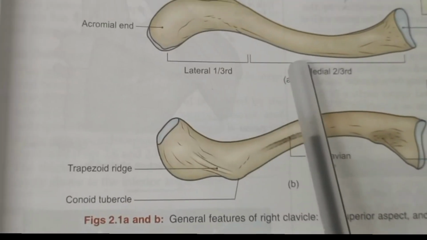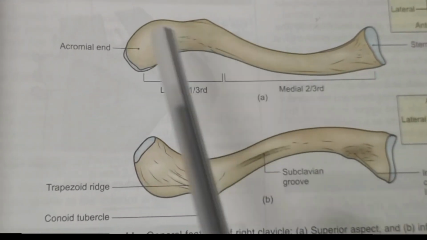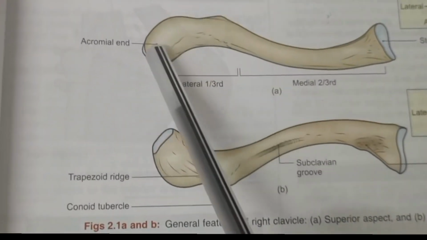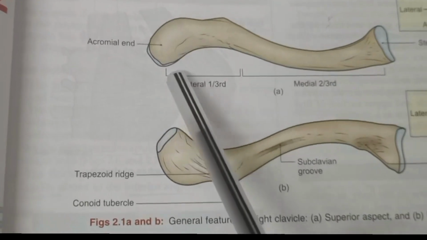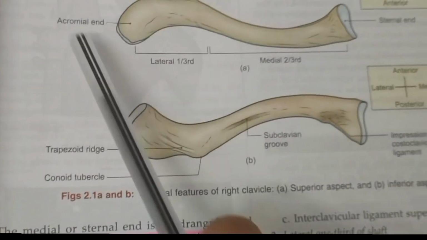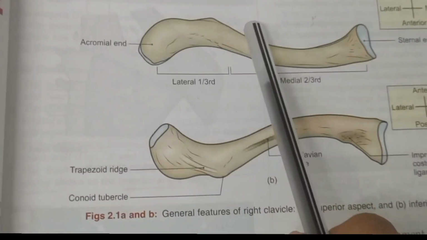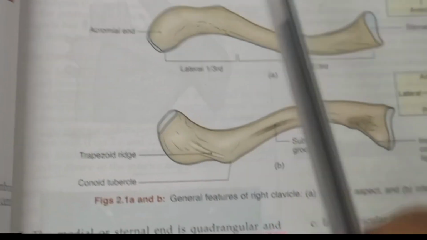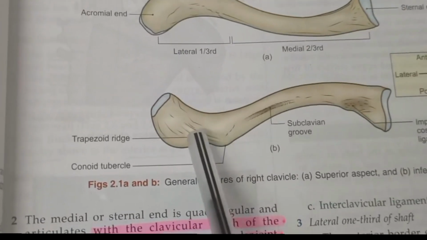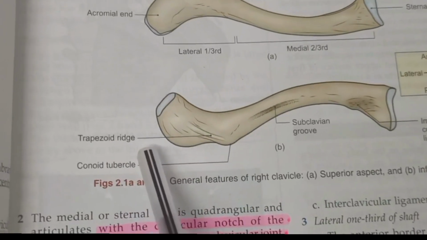The lateral 1/3 end is flat and concave. It has two borders, anterior border and posterior border. Anterior border is concave and posterior border is convex. It has two surfaces, that is superior surface and inferior surface. Superior surface is subcutaneous, which can be felt, and the inferior surface shows an elevation. This elevation is called the conoid tubercle, and a ridge called the trapezoid ridge.